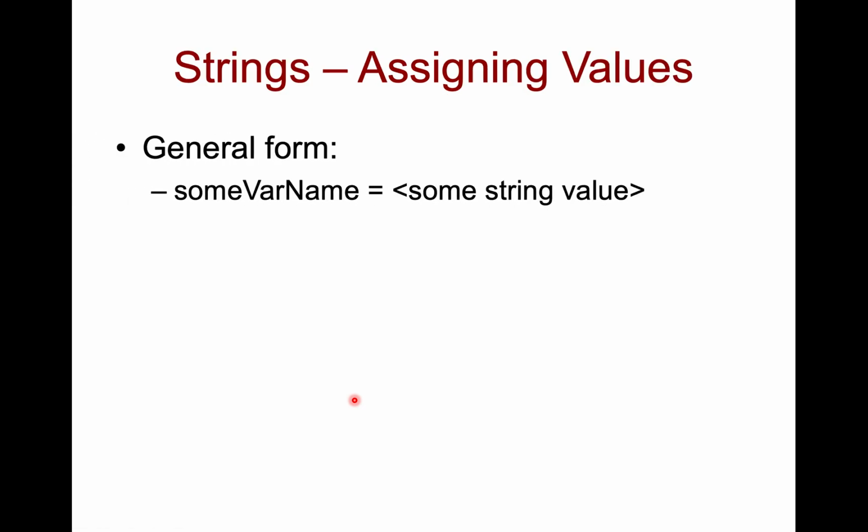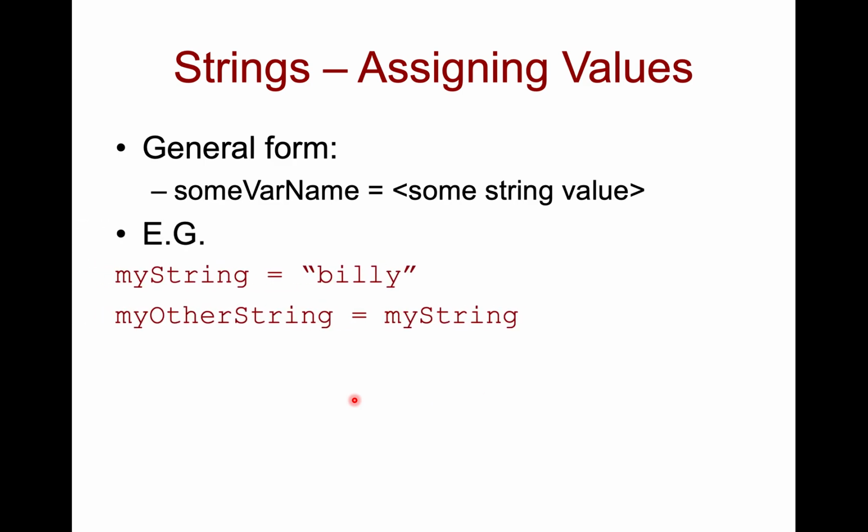The general form of assigning something to a variable, which causes it to exist, is to say some var name equals some kind of a string value. So here we are creating strings. In this example, we have a string value Billy, and we are assigning it to the variable name myString. In the next line, we're taking myString and assigning its contents to myOtherString.